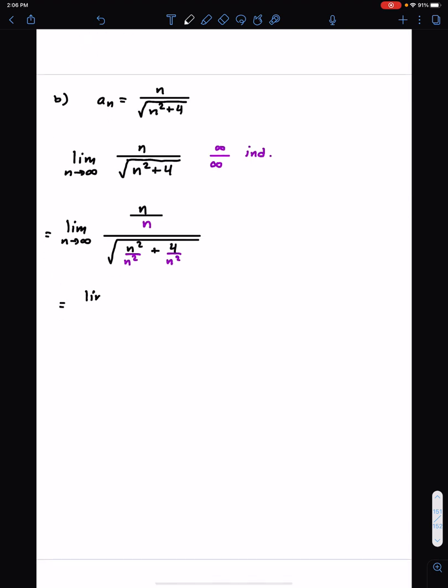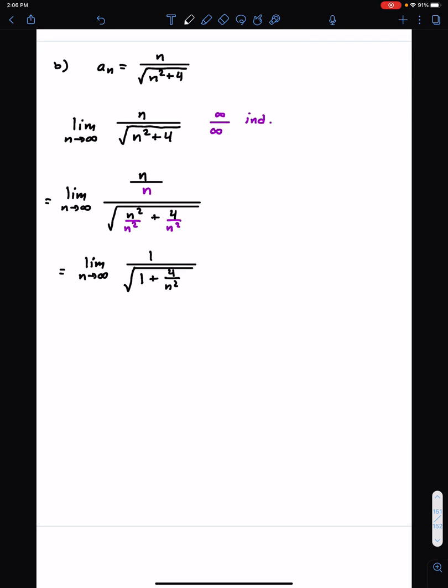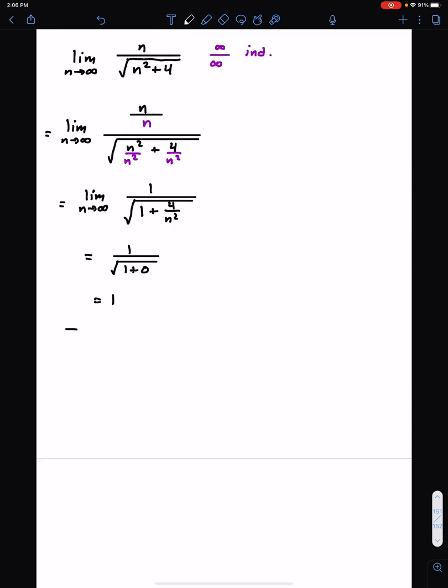So this turns into the limit as n approaches infinity of 1 divided by 1 plus 4 over n squared. So this limit is equal to 1 divided by the square root of 1 plus 0, which is 1, which implies that the sequence a sub n converges.